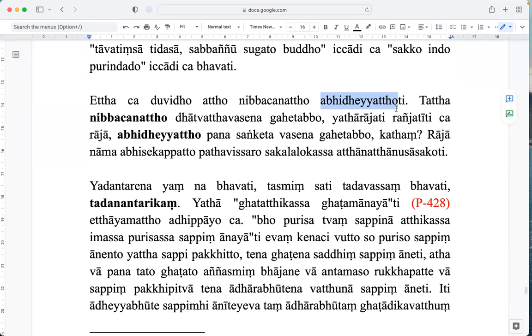So here, yatha rajati, what is it? Yatha rajati should be separate. Okay, yatha rajati, ranjati di cha raja. In whatever way he rajati, ranjati, he clings, he is attached to everything in whatever way. So everything he wants, he takes it. That is raja.